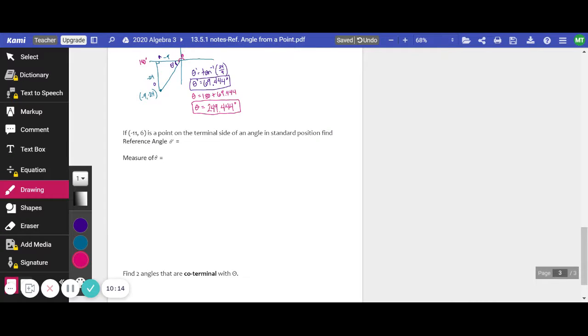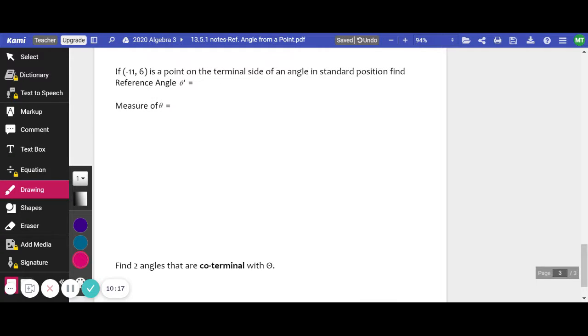So now what I want you to do is do one on your own and then see if you can find two coterminal angles with theta. Pause the video. I'm going to do it as well, and you can check your answers with me. Then we'll talk through coterminal. Coterminal is what we talked about in the last video, so if you don't remember that, you can go back and watch that one. But pause it, and then we can talk through the answer.